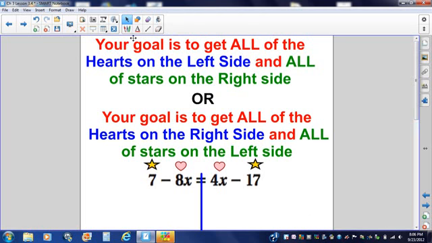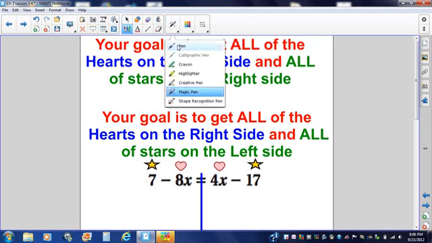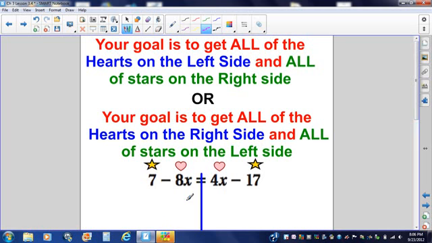Okay, so I am going to get my hearts together first. I could bring the negative 8x to the right side. Or I could say I'm going to bring the 4x to the left side. It doesn't matter. So I am going to take the 4x and move it to the left side. That's just what I've chosen to do.